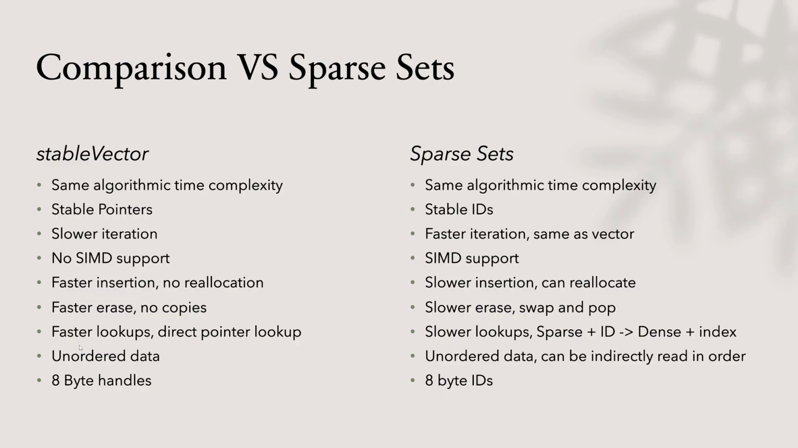Mine is going to have faster lookups because it's direct pointer lookup. Versus a sparse set, you have to do an ID to the sparse array, and then you get an index, and you look up that index into the dense array to get your data. So it's a double indirection. All right, both of them have unordered data, and both of them have 8-byte handles.